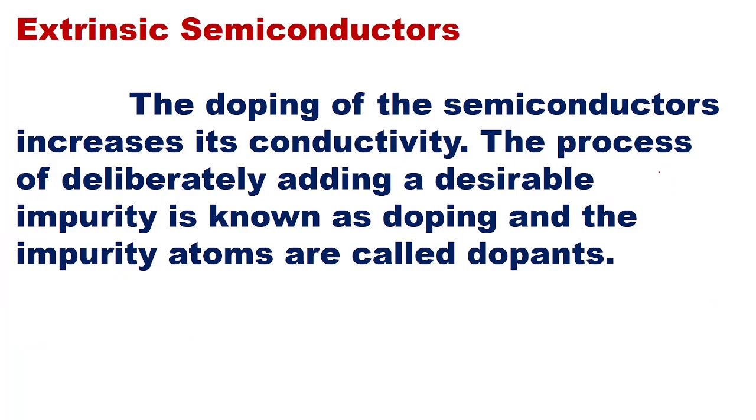That is, when we have an intrinsic semiconductor, its conductivity is less. So to increase the conductivity of the intrinsic semiconductor, we add impurity to it. That process is called doping, and we do this to increase its conductivity. So extrinsic semiconductors are those where conductivity is high. The process of deliberately adding a desirable impurity is known as doping, and the impurity atoms are called dopants. So the impurity we add to the intrinsic semiconductor to make it extrinsic is called a dopant.